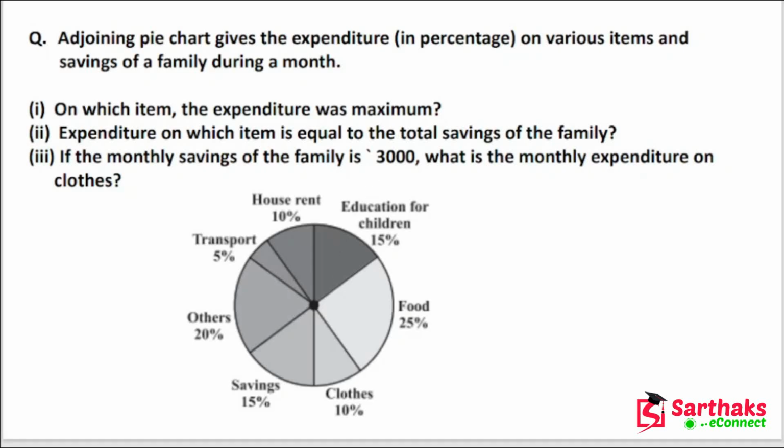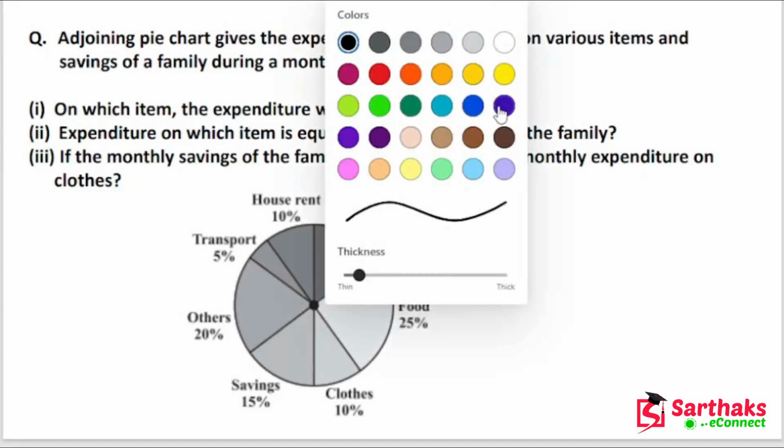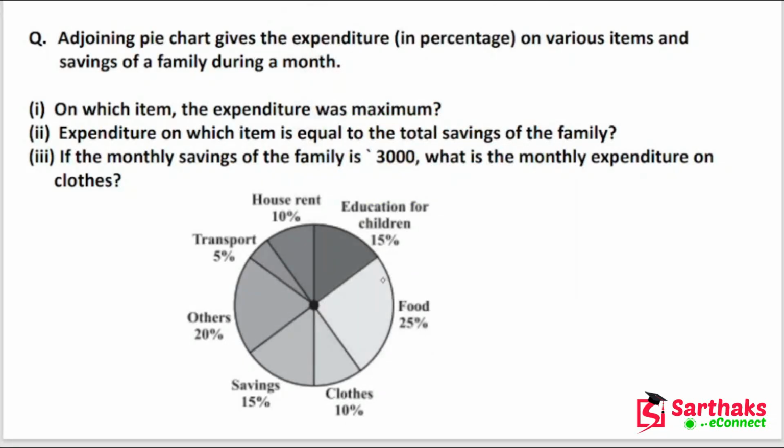Okay, so we have to answer this question. Let us see on which item the expenditure was maximum. You can clearly see that the largest percent is food, so that is the maximum one. The first question was on which item the expenditure was maximum.